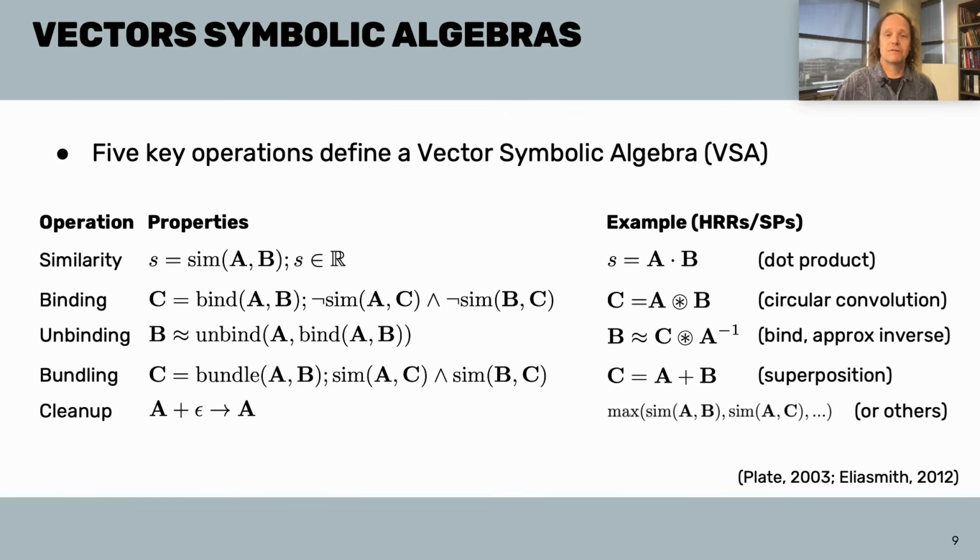As I introduced already, we have a similarity operator, in this case, just a dot product, which is used to determine when two concepts are the same or how similar they are. To do binding, we're using circular convolution. To do unbinding, we're also using circular convolution, but one of the symbols is inverted. To perform bundling, we're using superposition. And last but not least, we have cleanup, which is defined slightly differently for semantic pointers than for HRRs, but in any case, there's a wide variety of possible cleanup operations. And we'll return to each of these in more detail throughout the course of the tutorial.